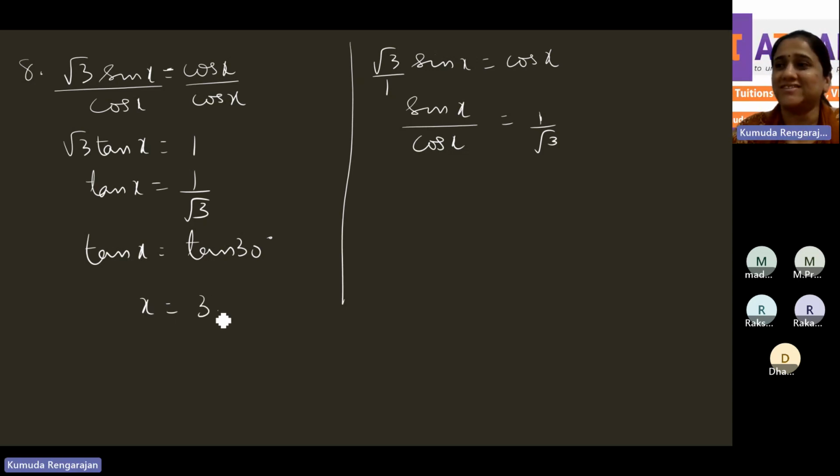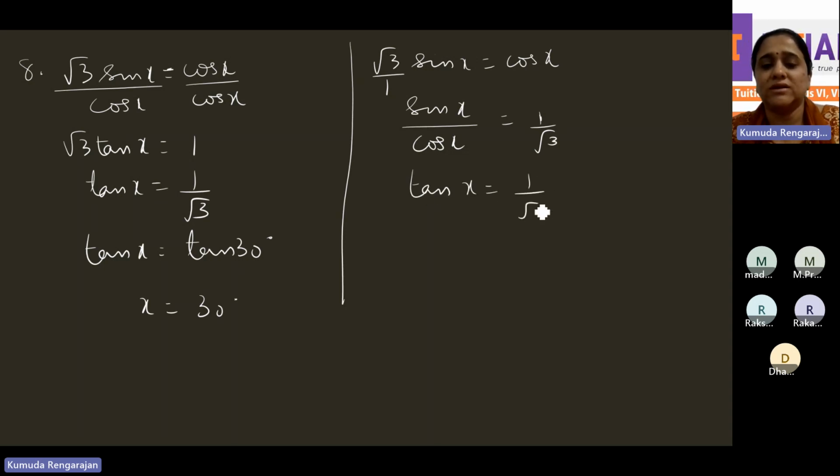X is equal to 30 degrees. 1 by root 3 is tan 30. Or you can just bring this cos for division, and root 3 by 1 will become 1 by root 3 on the other side. So tan x is equal to 1 by root 3. Tan x is equal to tan 30 degrees. X is equal to 30 degrees.